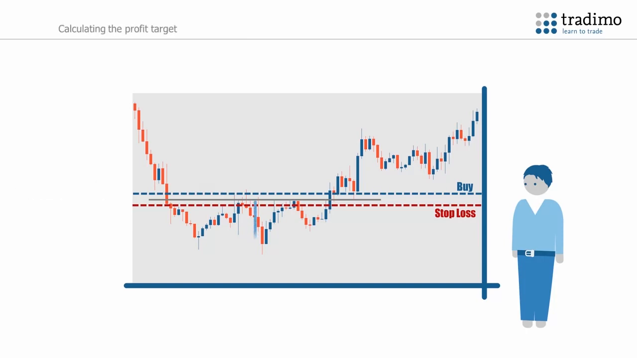The profit target is found using the same method as before, where you would measure the distance between the head and neckline of the pattern and then extend this distance from the neckline in the direction of the breakout.